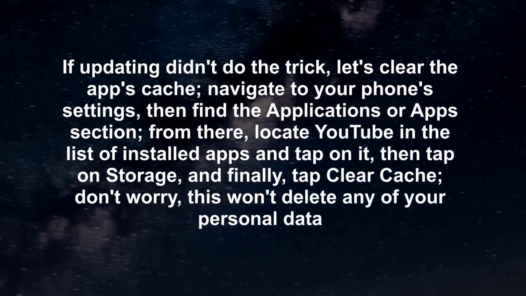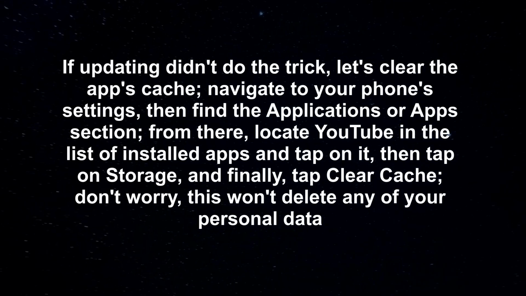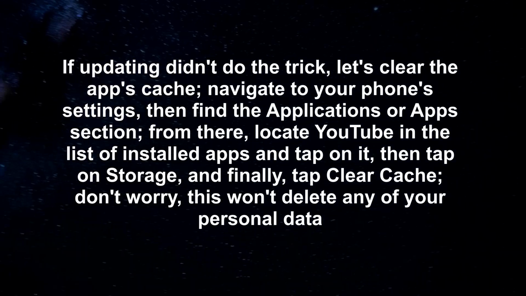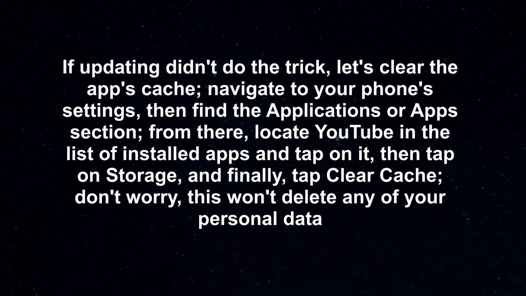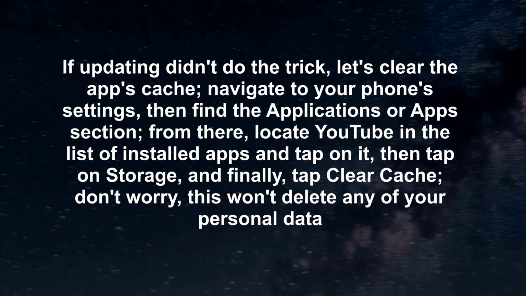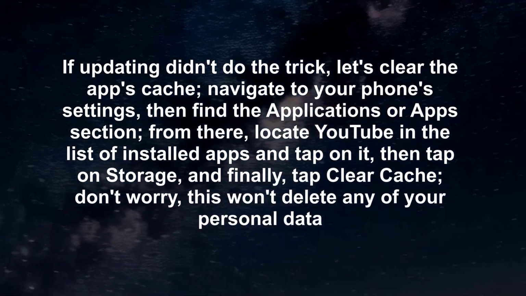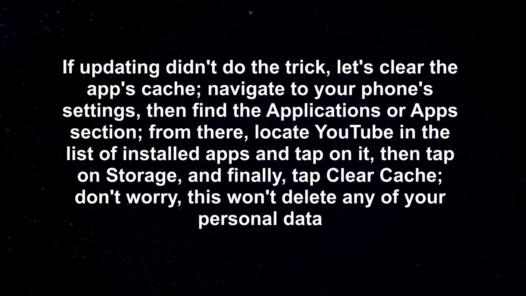If updating didn't do the trick, let's clear the app's cache. Navigate to your phone settings, then find the Applications or Apps section. From there, locate YouTube in the list of installed apps and tap on it, then tap on Storage, and finally tap Clear Cache. Don't worry, this won't delete any of your personal data.